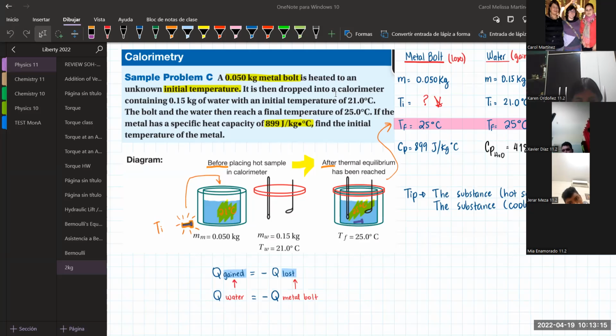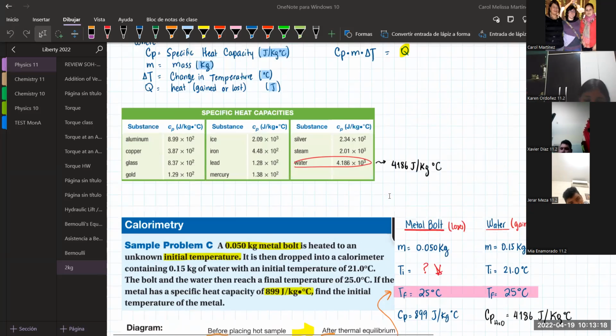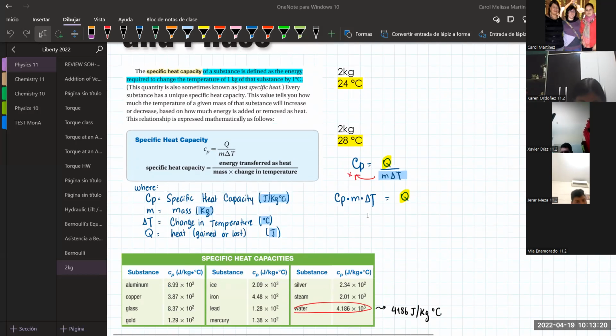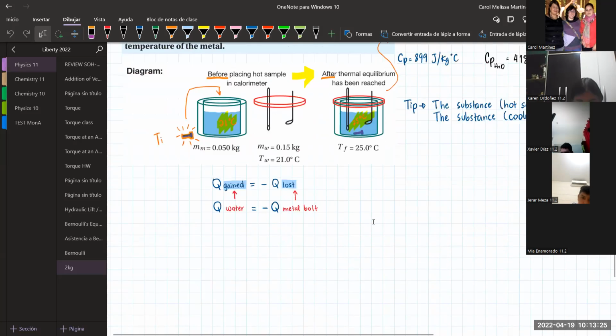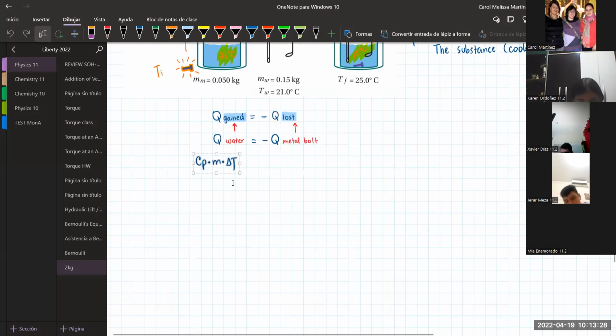Now, we're going to write the definition of Q that we isolated before. What is Q? Q is equal to specific heat capacity times mass times change in temperature. So Q of water is going to be equal to minus Q of the metal bolt. And now you have your equation already transformed. But this is water, and this is the metal bolt, so you need to specify the two substances.